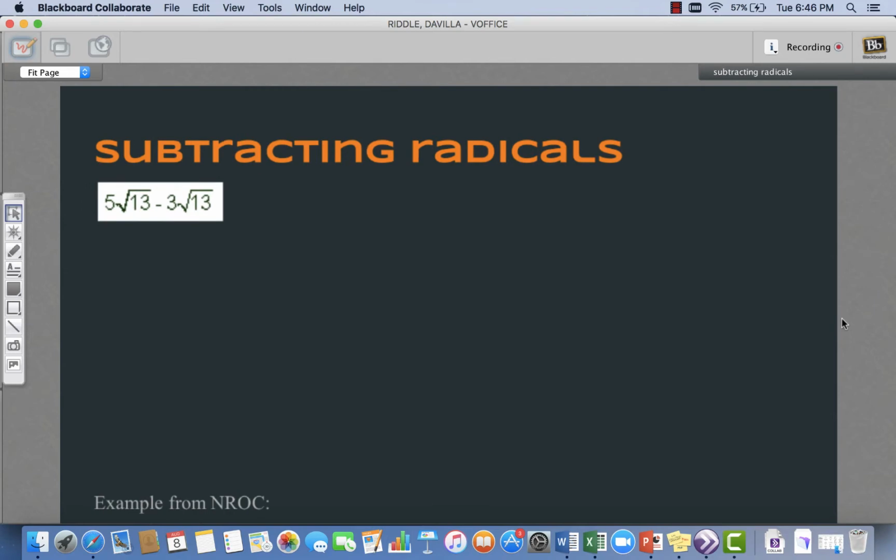Same thing would be with subtracting radicals. Just as long as they have the same radicand inside, or same number inside, you can combine them together. So if there was another thing right here, like a radical 12, you cannot combine that with anything else. So the simplified answer would have been 2 radical 13 in the end. So yeah, that's how it would work out.